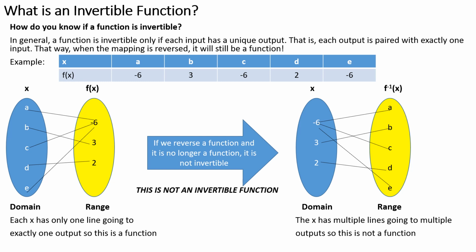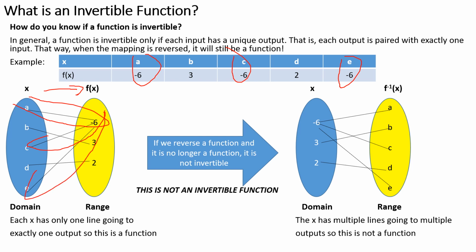Now, how do you know a function is invertible? We can look at a table here. In general, a function is invertible only if each input has a unique output, and that has to go in both directions. I've got this table here with x and f of x, where you can see A goes to -6 right here. I've also got C going to -6 and E going to -6.